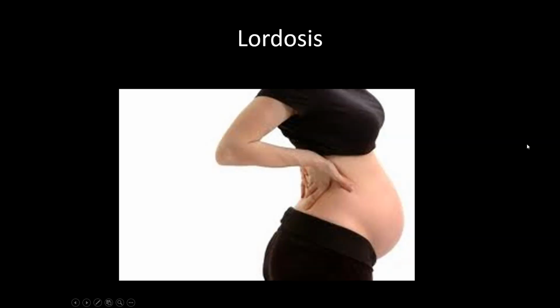Lordosis is the swayback that is associated with pregnancy. As the center of gravity moves more forward, it tends to just make the back curve a little bit more prominently than it would normally. So this is just something that happens in pregnant women or, incidentally, obese people.